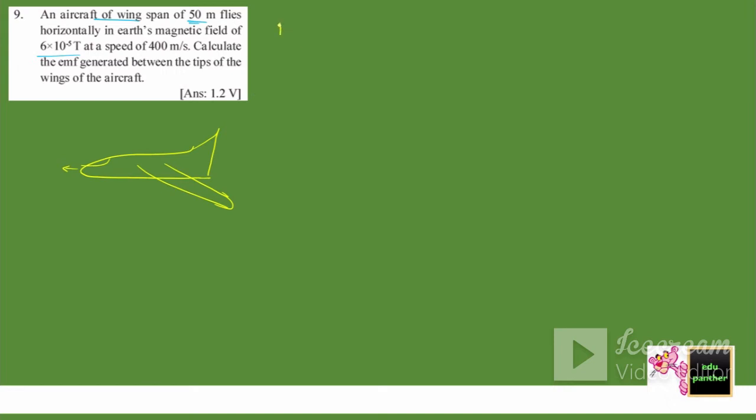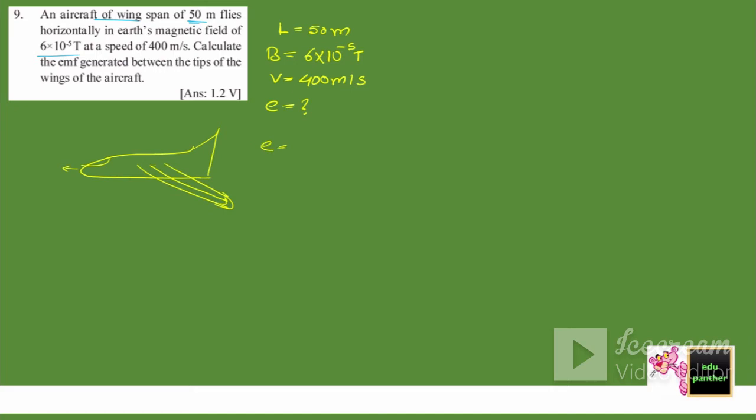So first write down the data. Wingspan means the length of the wings of the plane, so that is, let's say L. It is 50 meter. Magnetic field is given as 6 into 10 raised to minus 5 Tesla. Speed of that plane is 400 meter per second. Calculate the EMF generated. So this is a simple case of a rod or an object of particular length moving perpendicular in a magnetic field.